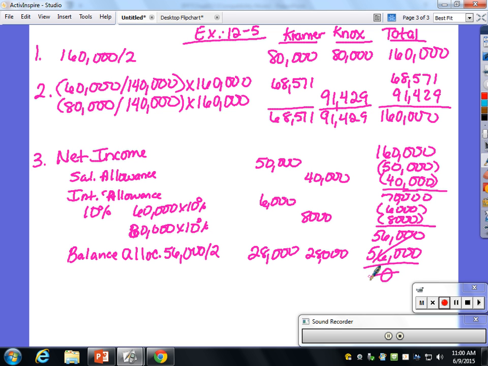What are their separate balances now? So 50,000 plus 6,000 plus 28,000, 84,000 for Kramer. And then the other one is 76,000. Good.